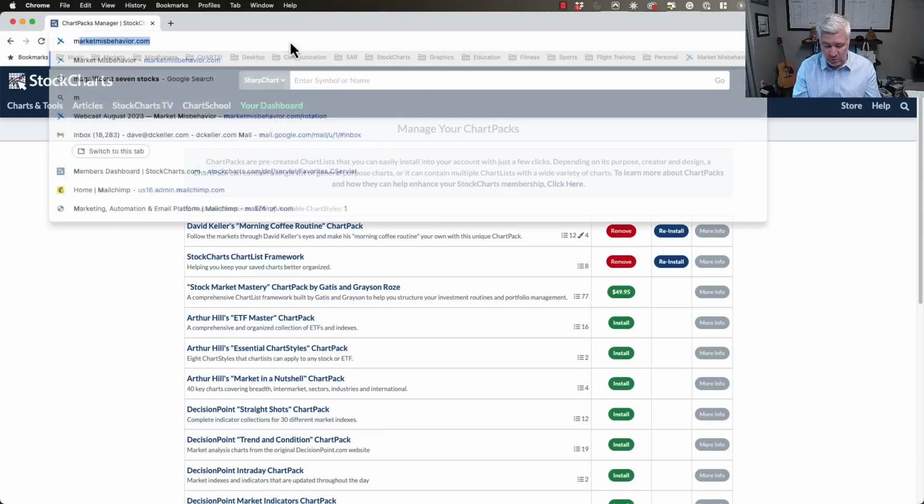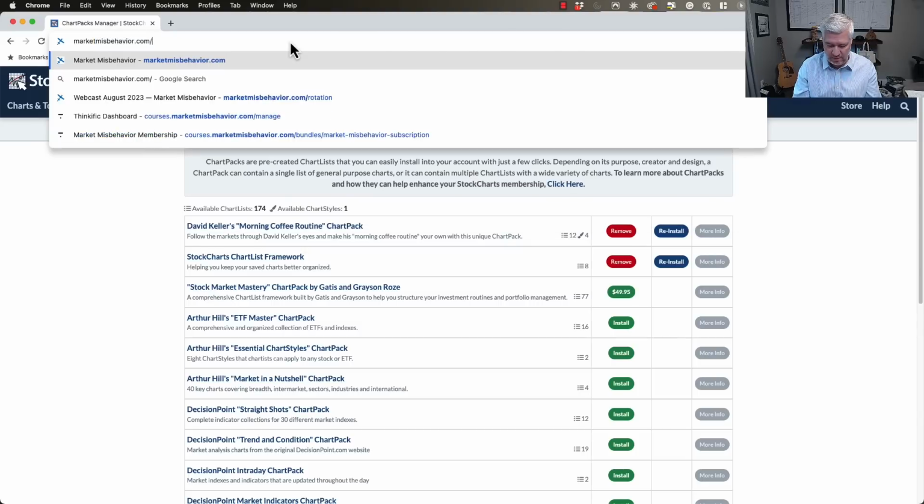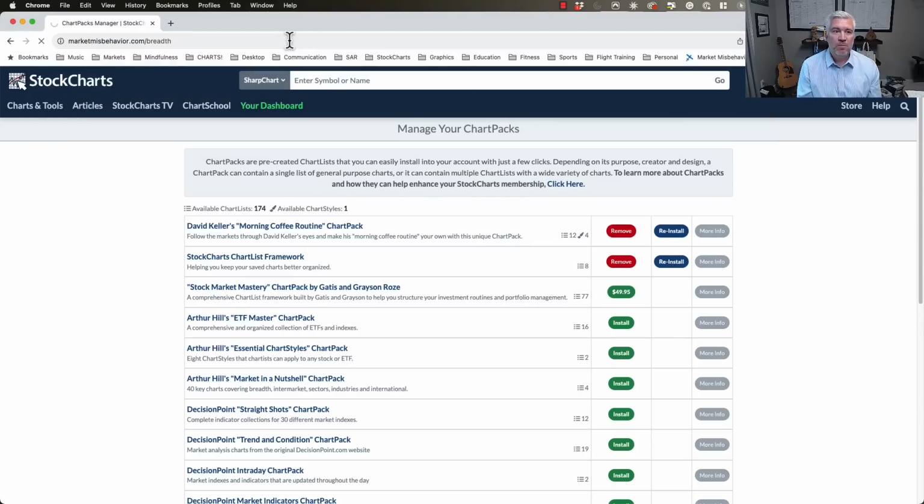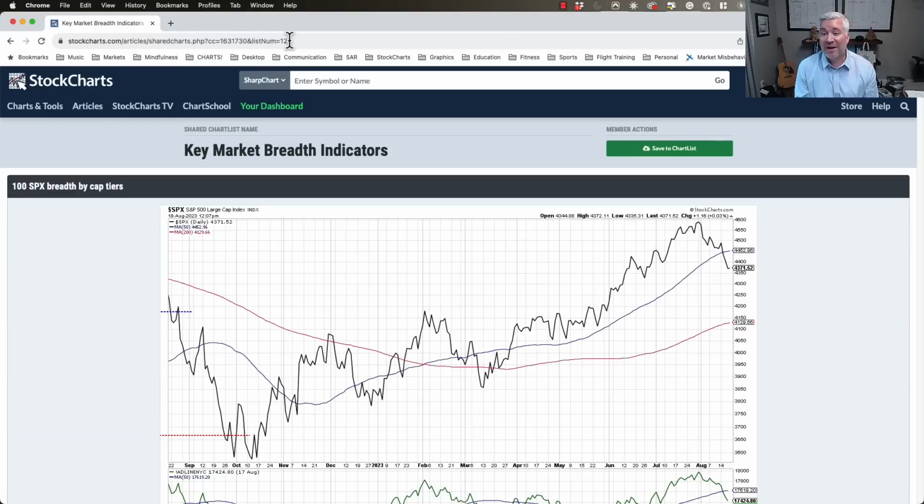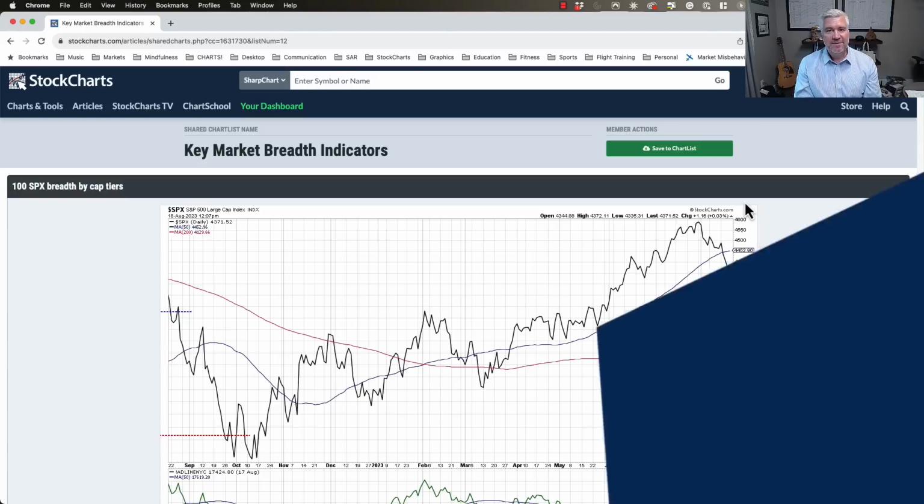The other thing you can do is if you go to marketmisbehavior.com/breadth or marketmisbehavior.com/sentiment, you can go right to these chart lists directly. These will be the updated versions that I have updated on my login. And again, if you're a member, you can click on Save to Chart List, save a copy of these right to your own login, and then save them, distribute them, share them, whatever you like. They're yours to enjoy.